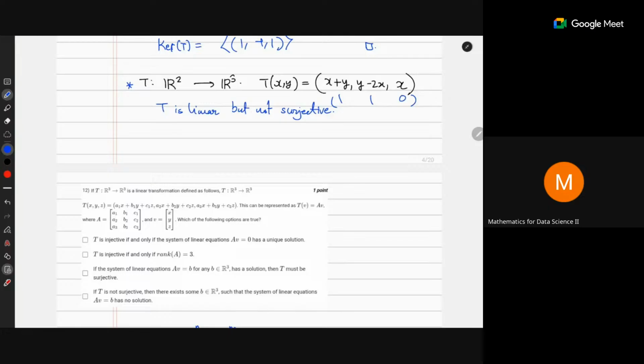So what will it say? It has to be equal to this. So x is equal to 0, and x plus y should be equal to 1, which would imply that y has to be 1. Okay, so this is in the image.